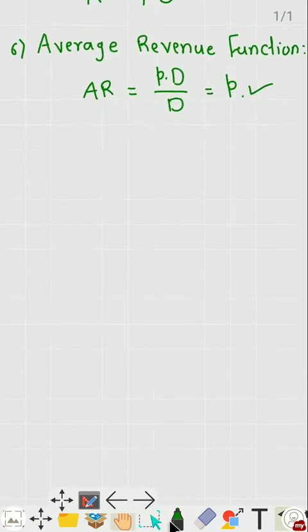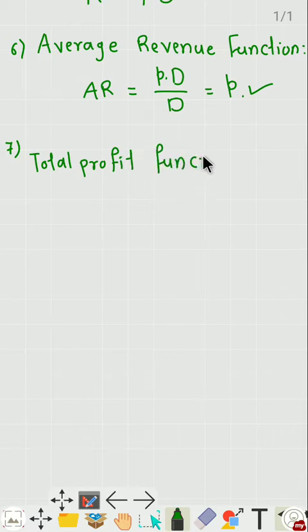Now the seventh function is the total profit function. The total profit function is denoted by the notation P, and it is defined as total revenue minus total cost.